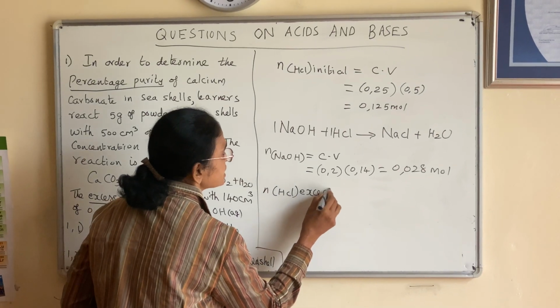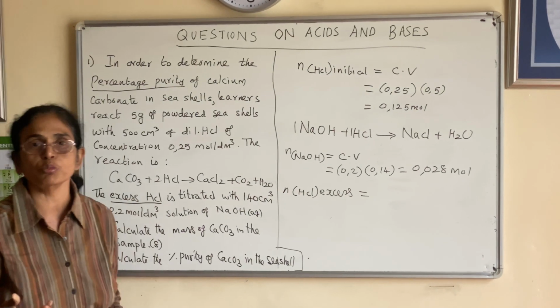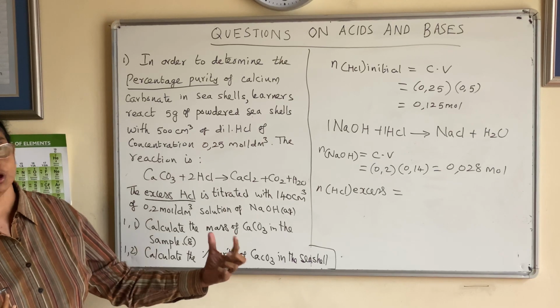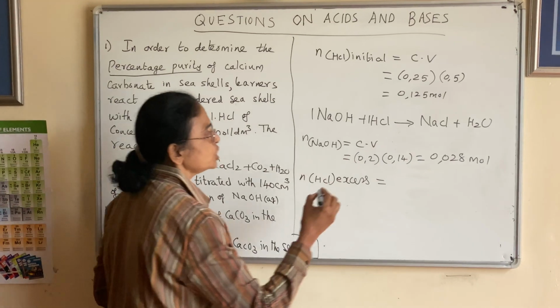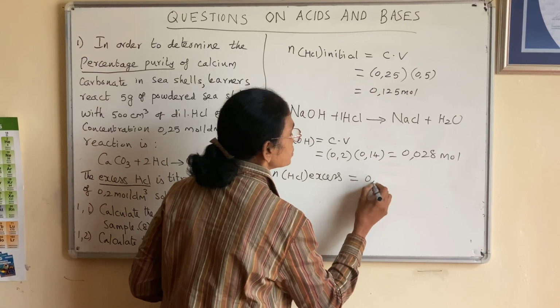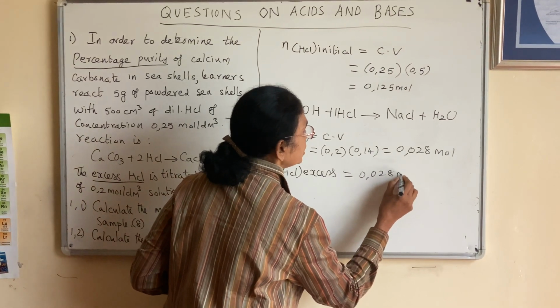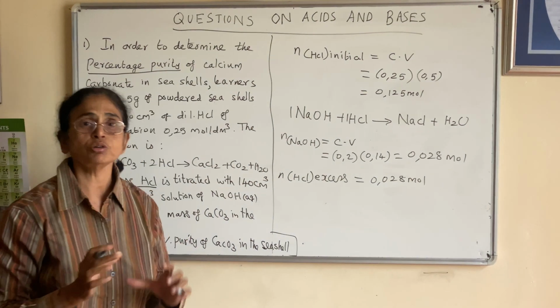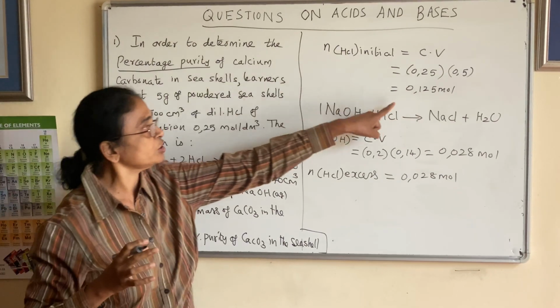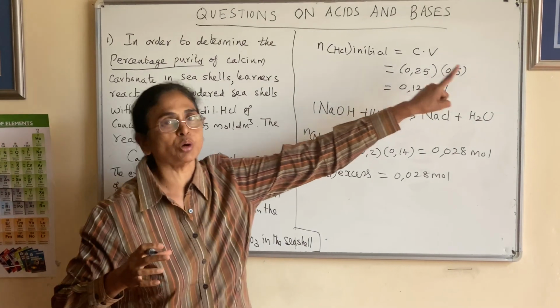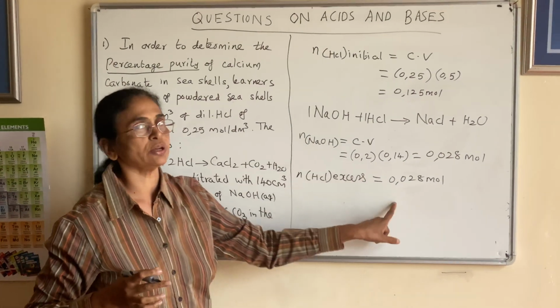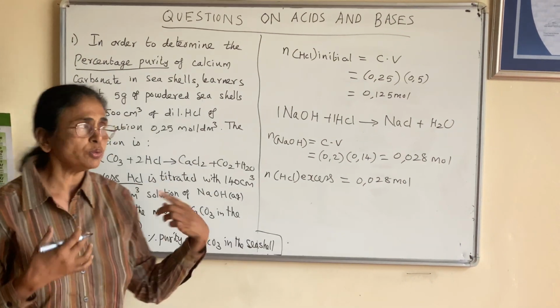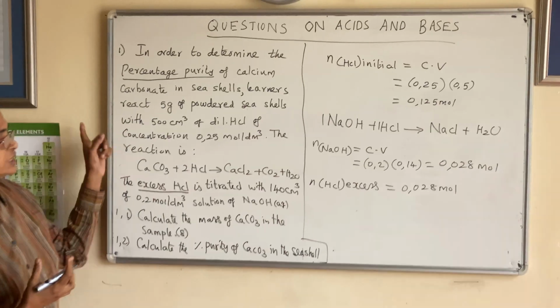How much was excess? We are doing it in terms of number of moles. You can also do it in terms of volume, but I am teaching you the method in terms of number of moles. So the number of moles of this one is 0.028 mole. That means the amount of acid that you added is 0.125, but now you find out how much was excess, 0.028. So what was the one that reacted with your seashells?